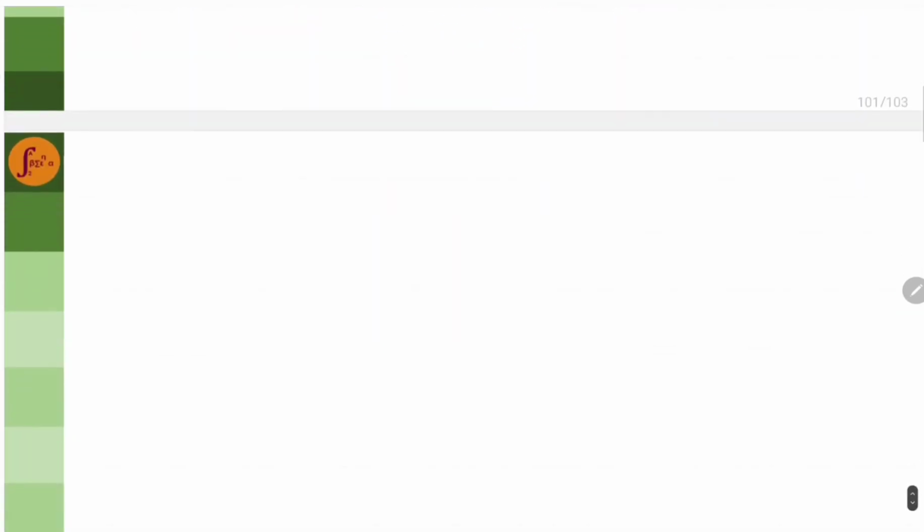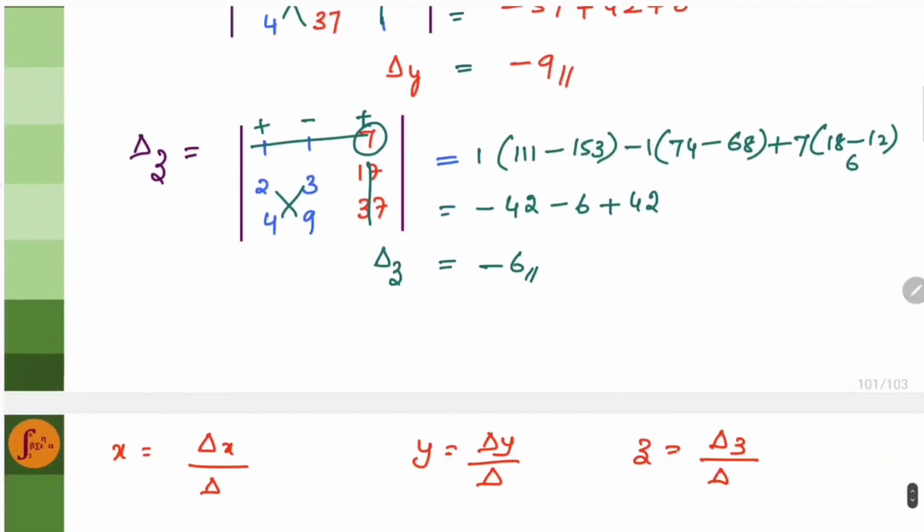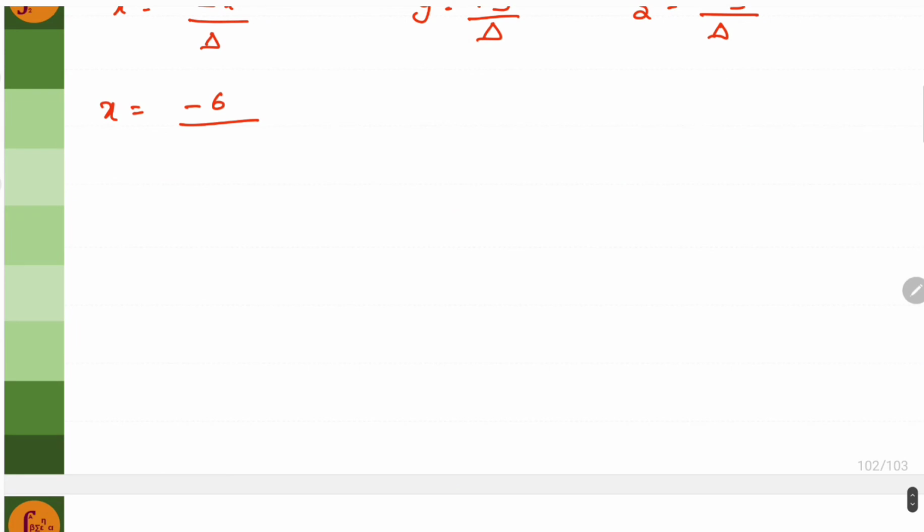Now using all of these determinants, we'll find the actual values. So x is equal to determinant of x by determinant, y is determinant of y by determinant, and z is determinant of z by determinant. Now we'll substitute. x is equal to, what is determinant of x? Minus 6. And what was the determinant value?